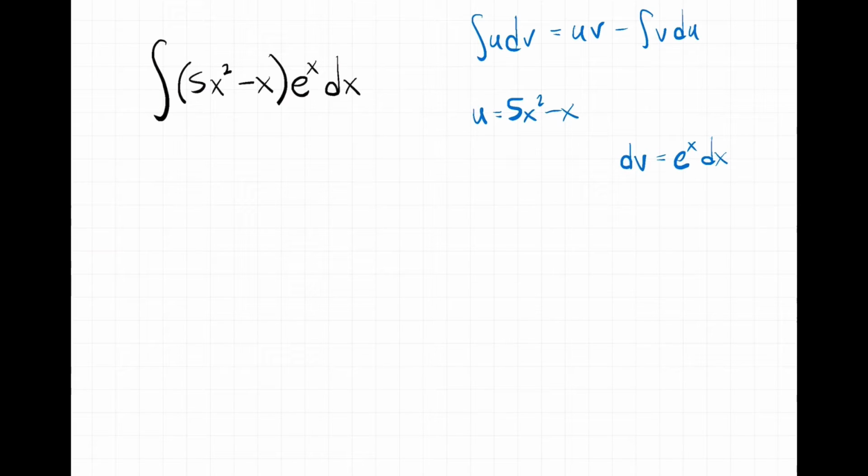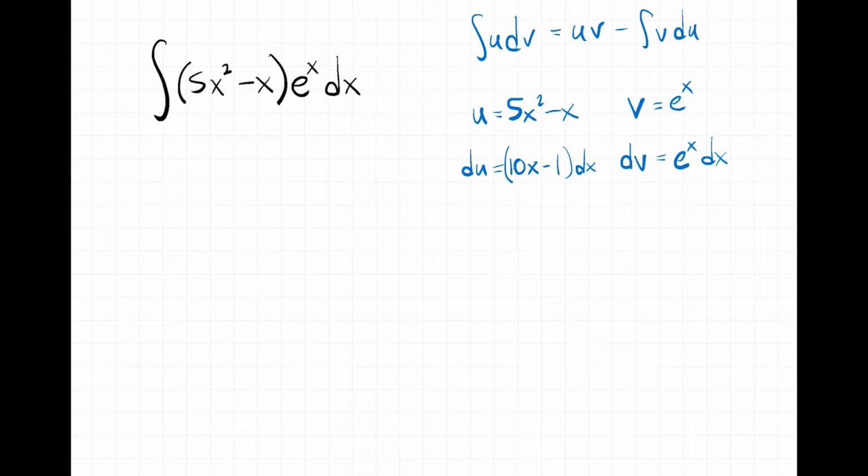As usual, we'll just need to find our du by differentiating our u. The derivative of 5x squared minus x is 10x minus 1 times dx. We're doing this usual funny form of implicit differentiation that we do whenever we do these kinds of problems in the service of solving an integral. And we'll need to find the antiderivative of our dv to get v. The antiderivative of e to the x is just e to the x.